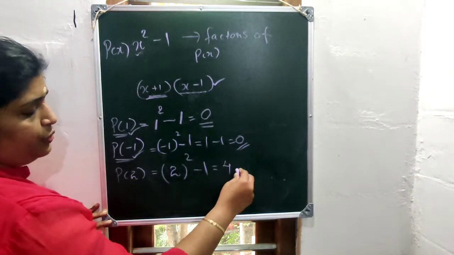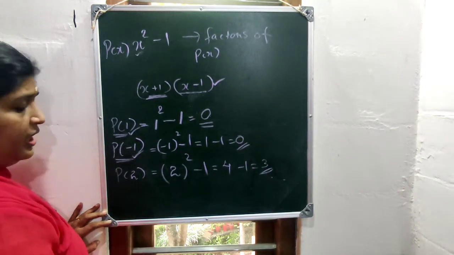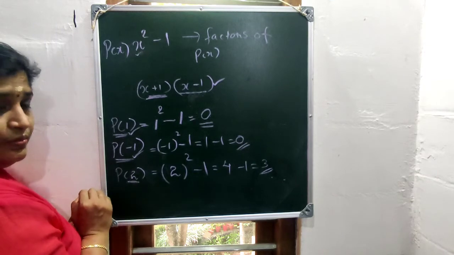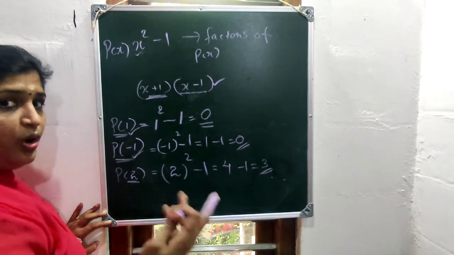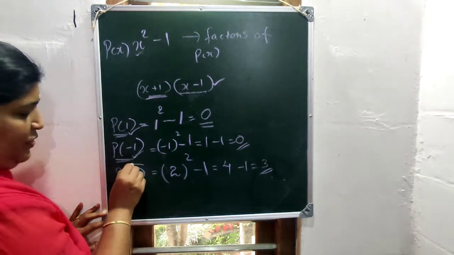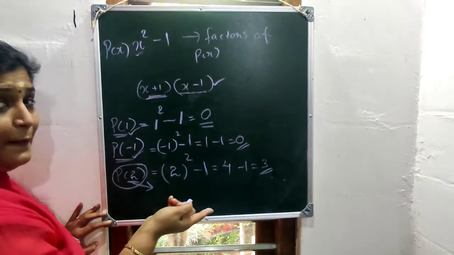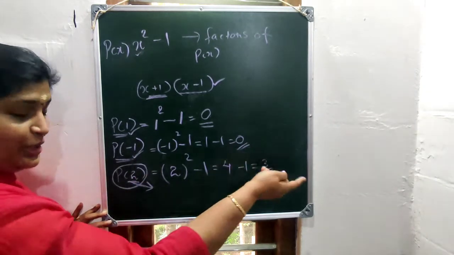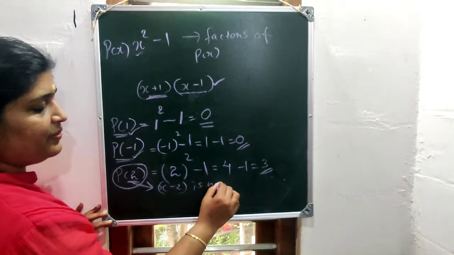2 square is equal to 4. 4 minus 1 is equal to 3. See, this P of 2 is not equal to 0. So what does it mean? Yes, we can say that P of 2 is not equal to 0. Therefore, we can say that x minus 2 is not a factor.